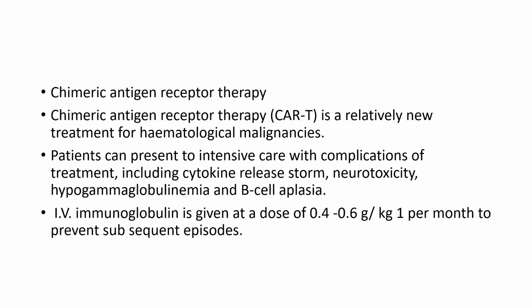Now the next is chimeric antigen receptor therapy. It is a relatively new treatment for hematological malignancy. Patients can present to intensive care with the complications of treatment including cytokine release syndrome, neurotoxicity, hypogammaglobulinemia, and B cell aplasia. IV immunoglobulin is given at a dose of 0.4 to 0.6 gram per kg per month to prevent subsequent episodes.